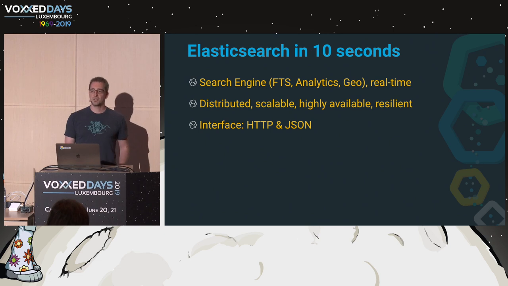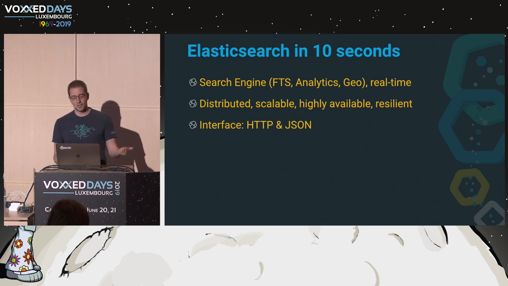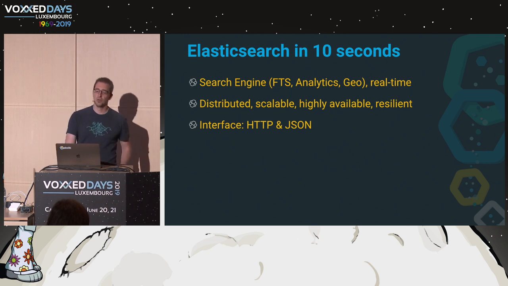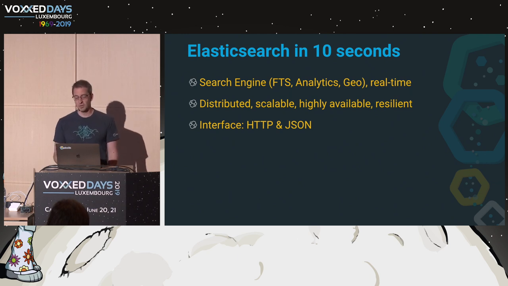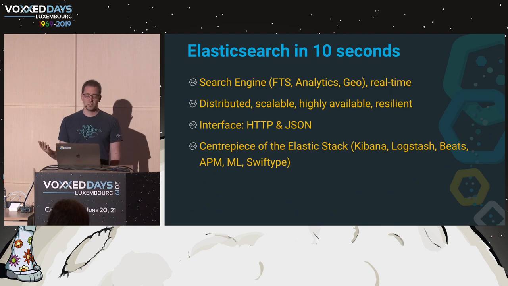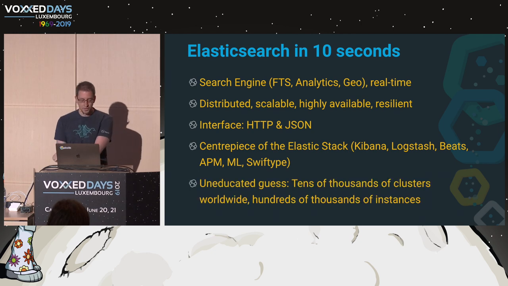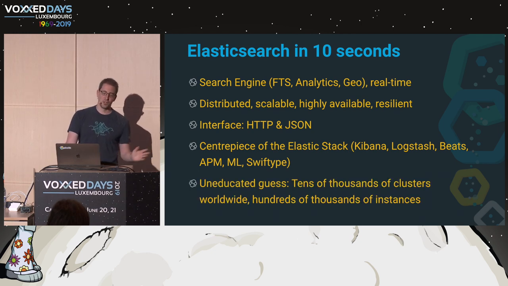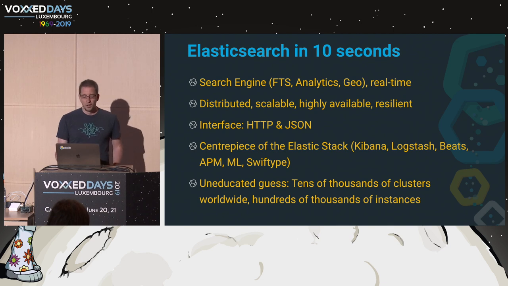The interface to communicate with Elasticsearch is HTTP and JSON. The whole idea is that every developer hopefully knows HTTP and JSON, so there's no new object notation to learn if you want to interface with Elasticsearch. And Elasticsearch is the centerpiece, the heart of the Elastic Stack, with all the products around it.